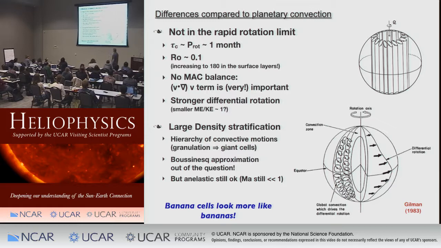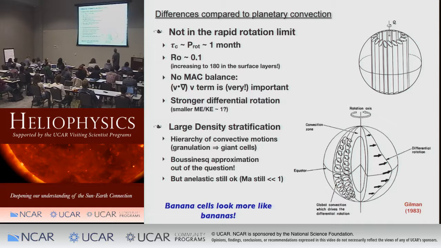So it also implies a hierarchy of convective motions, that you have granulation at the surface that we saw in that zoom in movie. You have small scale granulation, but you also have giant cells that look sort of like banana cells. But here they look more like bananas.